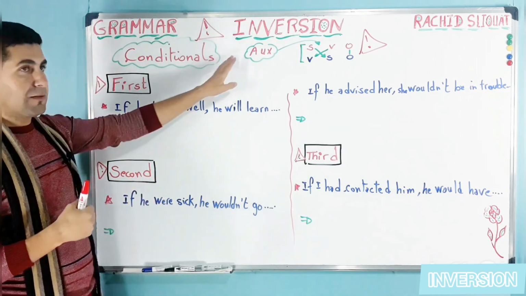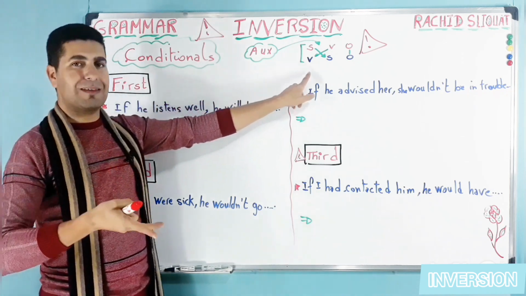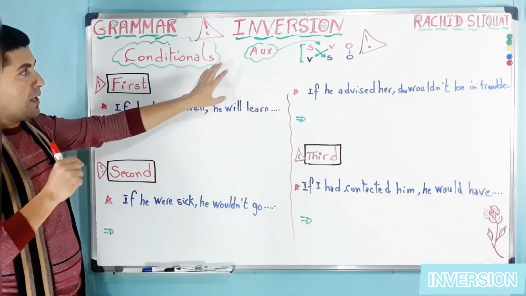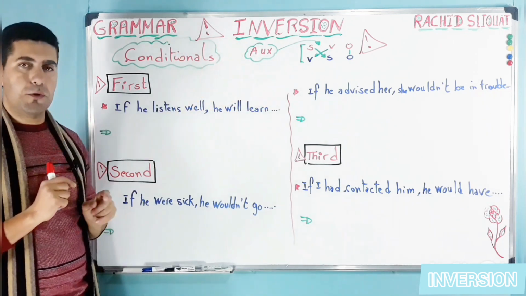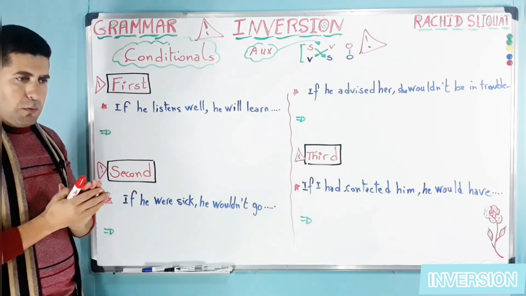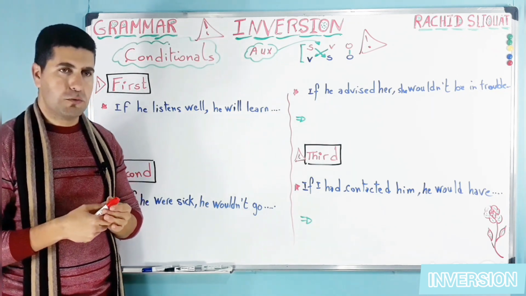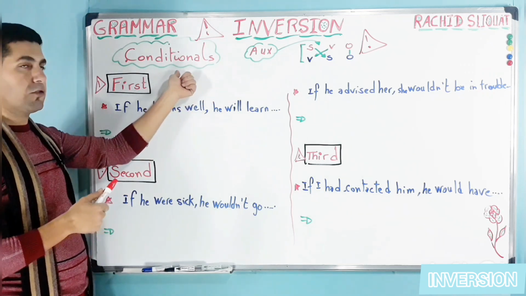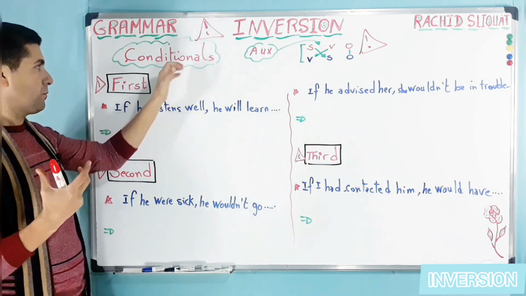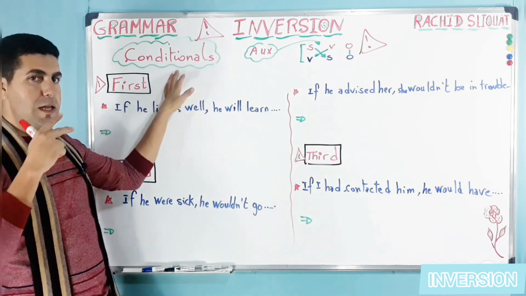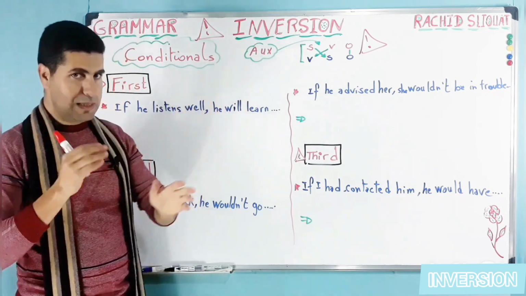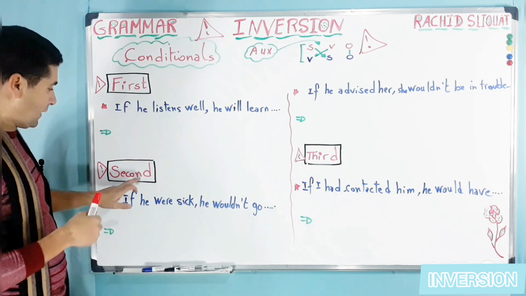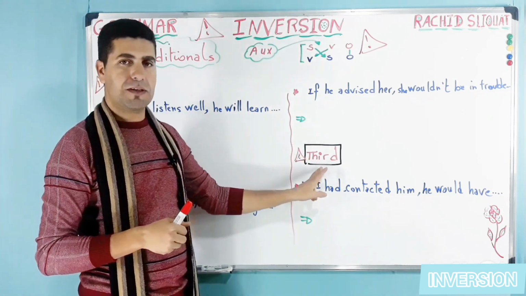Okay, so inversion, as I have already told you, is inversing the subject and the auxiliary of the verb. This is a very essential idea to keep in mind about inversion. In the previous episode we talked about inversion with some negative adverbs. Today we are going to see inversion with conditionals. This is very important because sometimes with conditionals we inverse the subject and auxiliary in a specific case. So we are going to focus on conditional type 1, conditional type 2 and conditional type 3.